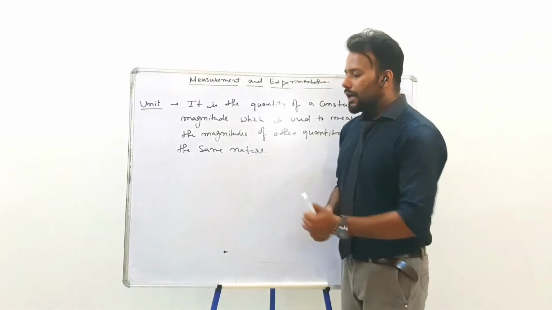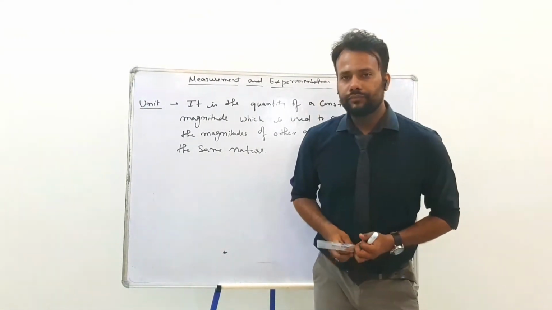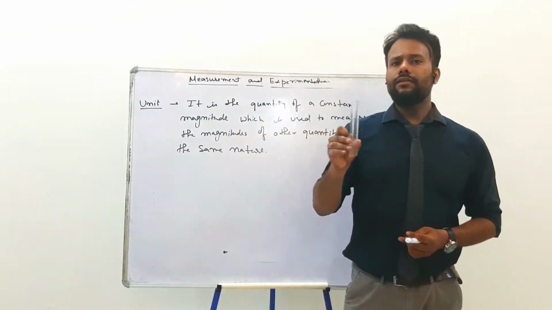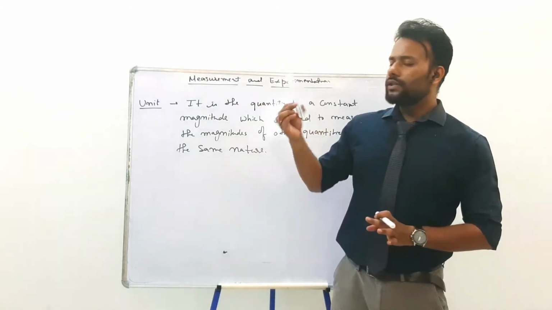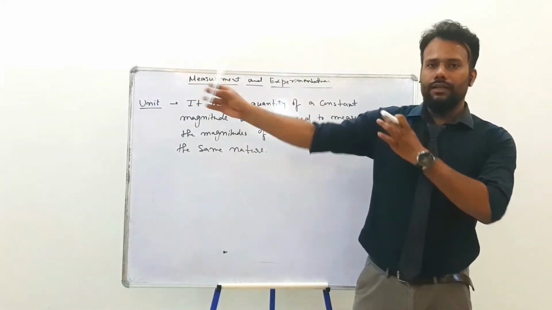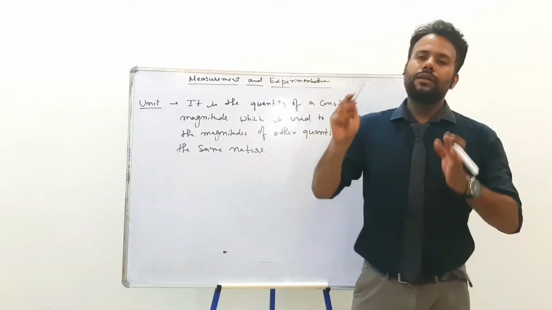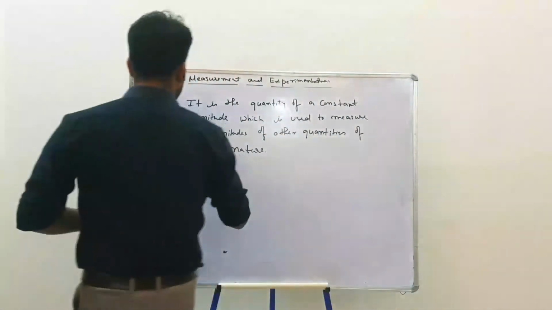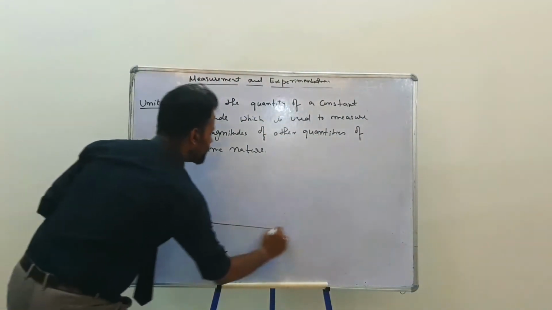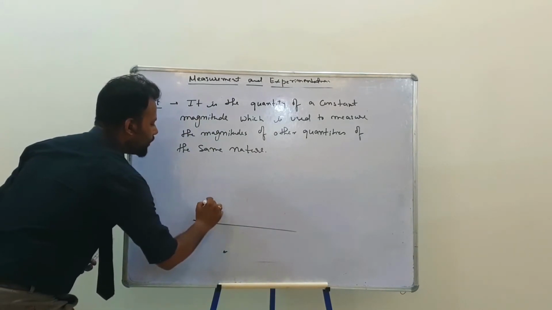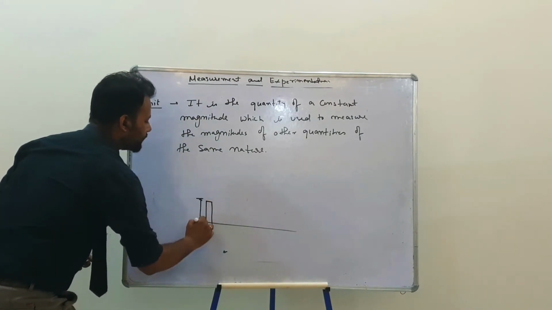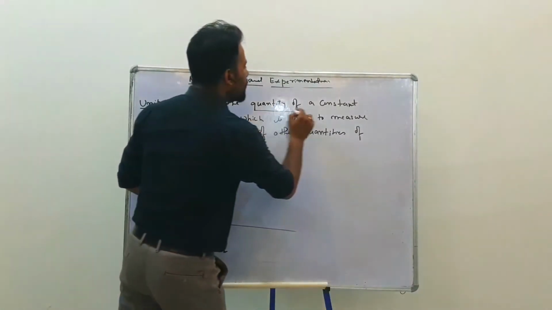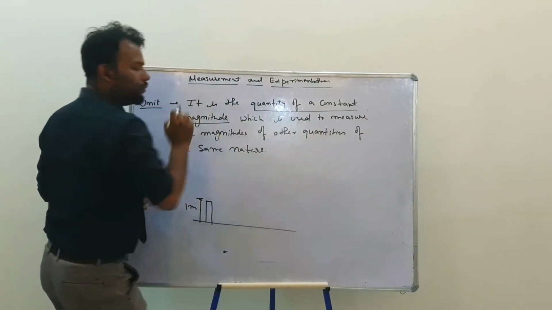Now, let's suppose, again, I am taking the example of the scale. Let us consider the length of the scale is 1 meter. I know this is not a scale of 1 meter, because 1 meter is something like this, but we are taking it as a scale of 1 meter, right? Quantity of a constant magnitude.